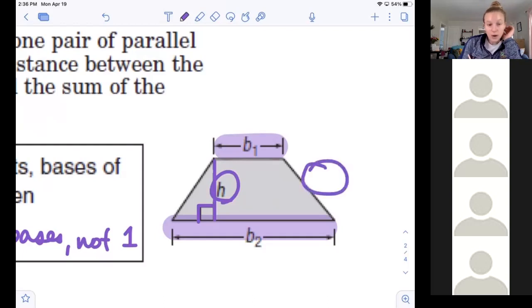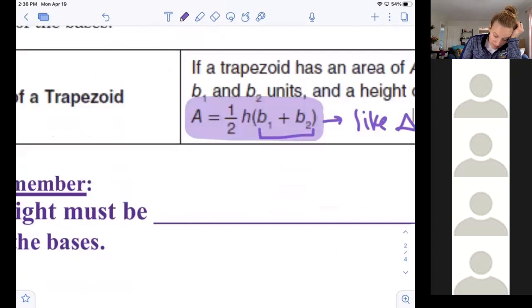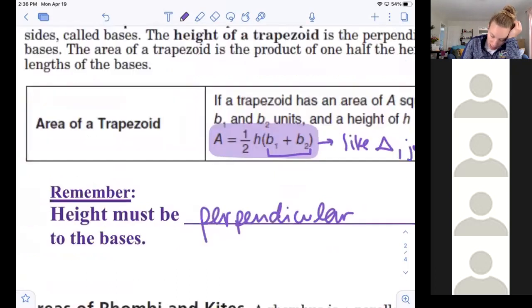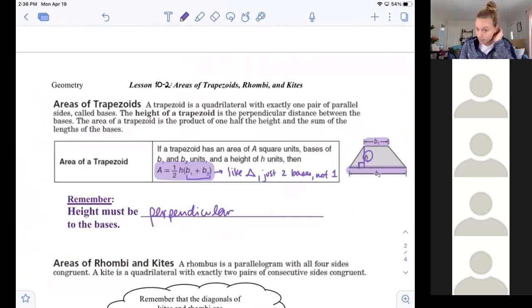It's never going to be one of the sides. So if I give you this side, we have to use that to help us find the height. It's not that, because that's a slant distance. I want a perpendicular distance, like a true distance if I measured from one point to another, how far apart they are. The height must be perpendicular to the bases. So I think I've talked about perpendicular height a couple times now. Perpendicular must come from a 90-degree angle. Okay, so we'll use those examples in a second. Any questions yet?